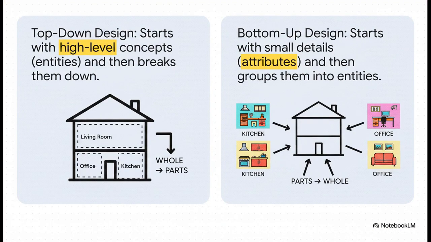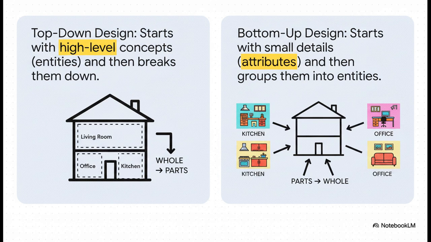So when it comes to the actual sketching, there are basically 2 ways to go about it. You can go top-down, where you start by sketching the entire building and then you figure out the rooms inside. Or you can go bottom-up, where you design the perfect kitchen and the perfect office first, and then you figure out how to fit them together into a bigger building.